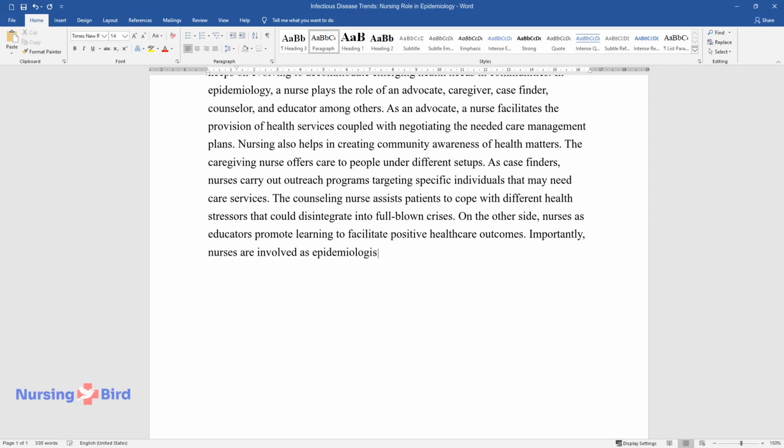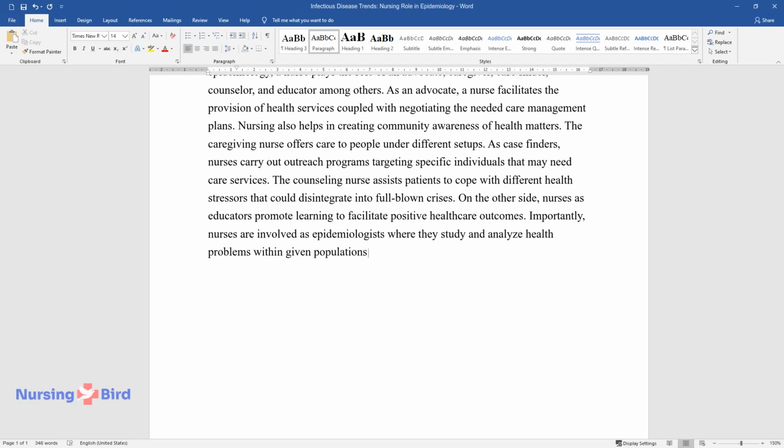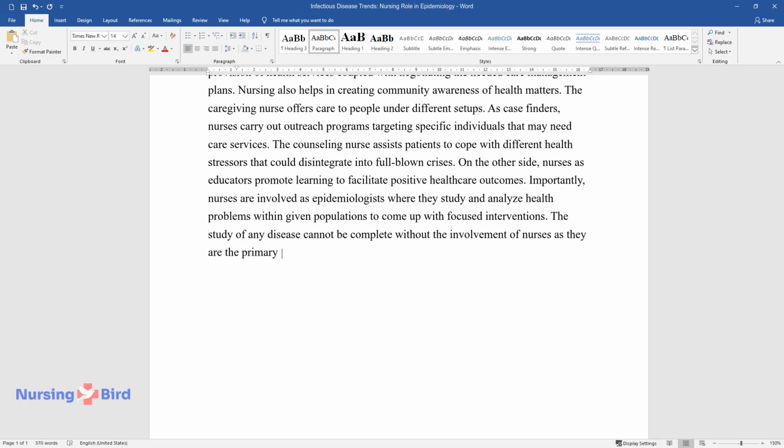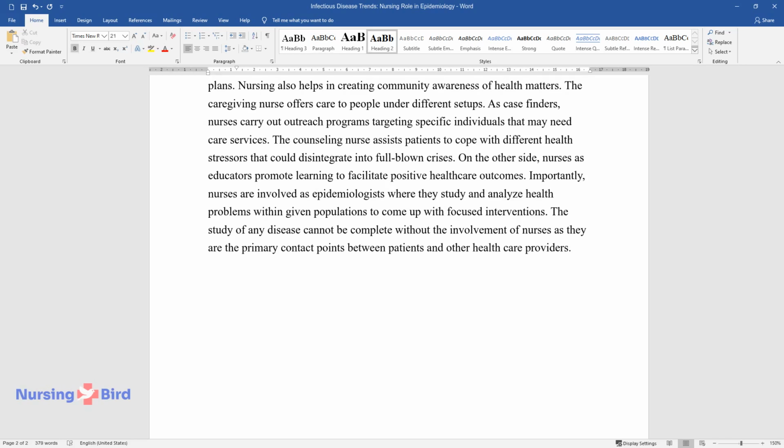Importantly, nurses are involved as epidemiologists where they study and analyze health problems within given populations to come up with focused interventions. The study of any disease cannot be complete without the involvement of nurses, as they are the primary contact points between patients and other healthcare providers.